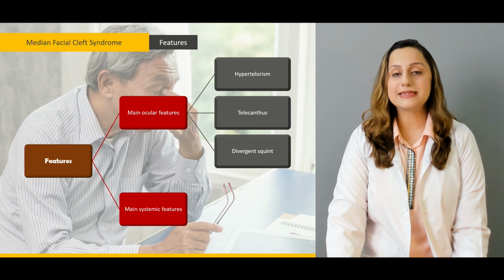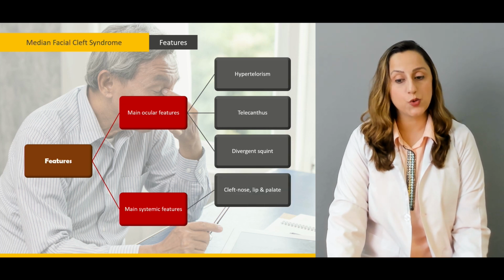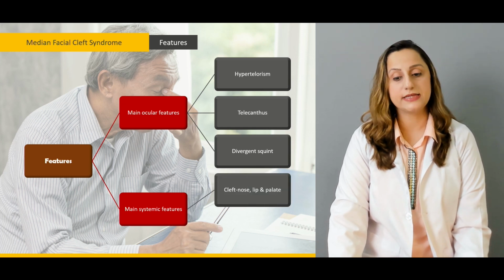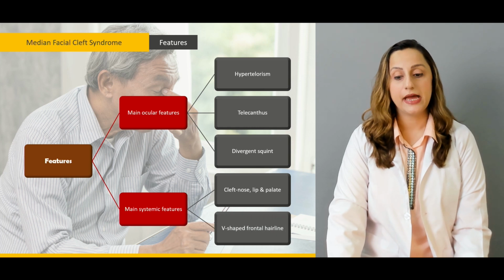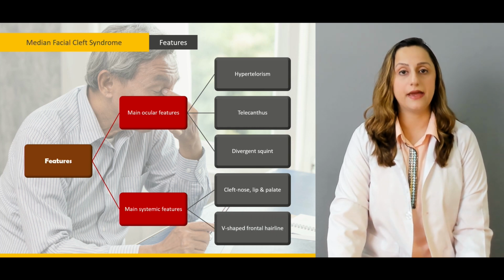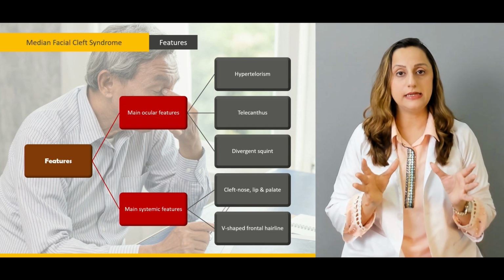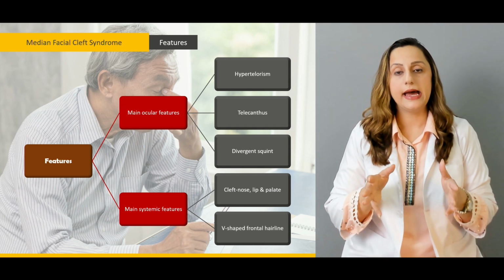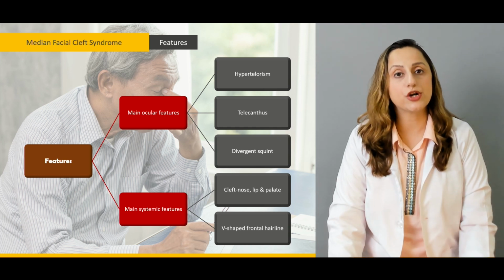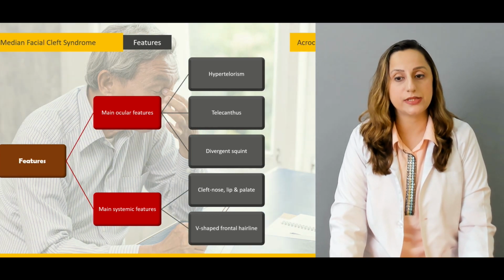Then the main systemic features would be a cleft nose, lip, and palate. Obviously, it is going to be surgically treated, and a V-shaped frontal hairline. So these are the particular features when we look at the individual on a whole, and how are you going to observe the ocular features in these individuals as well.